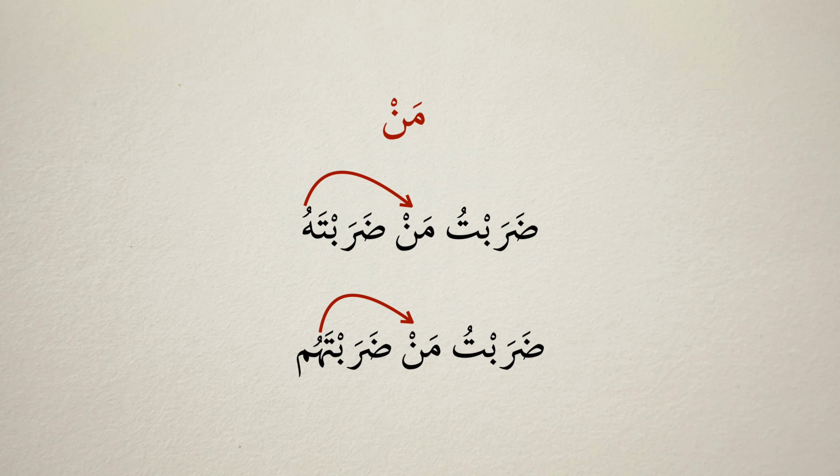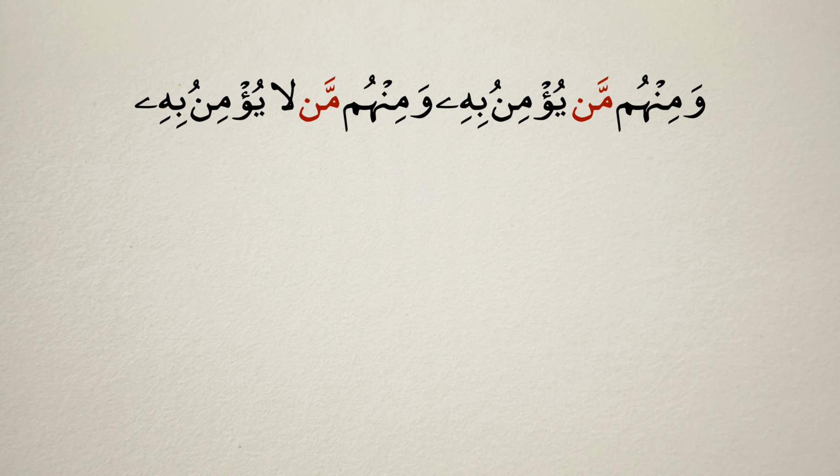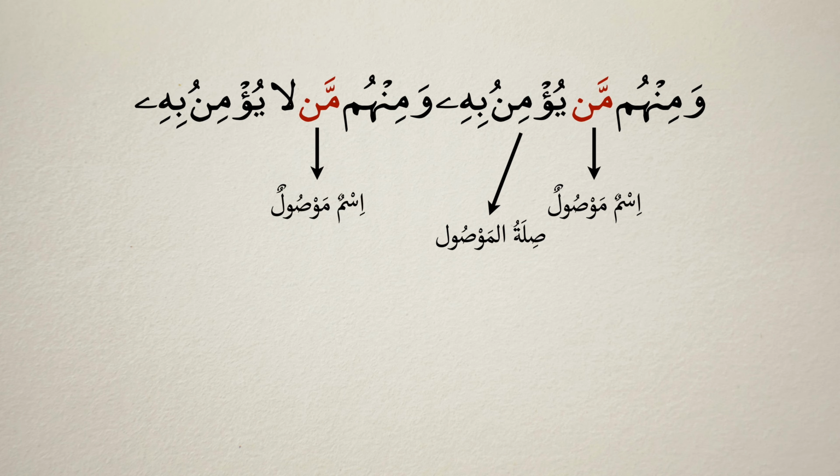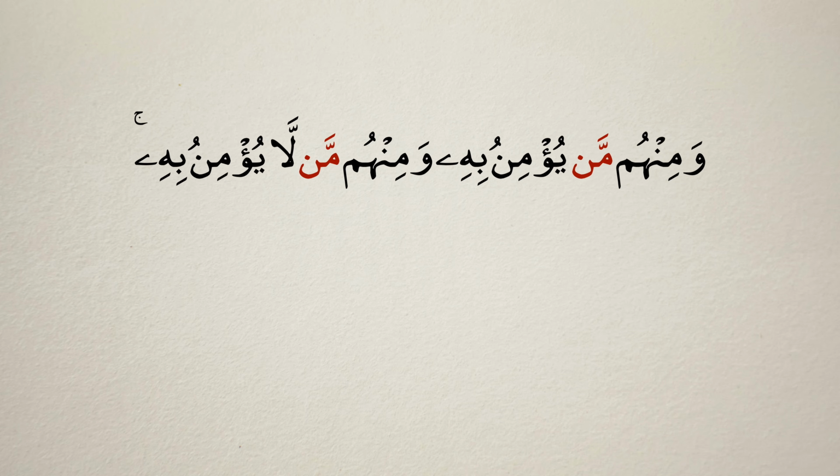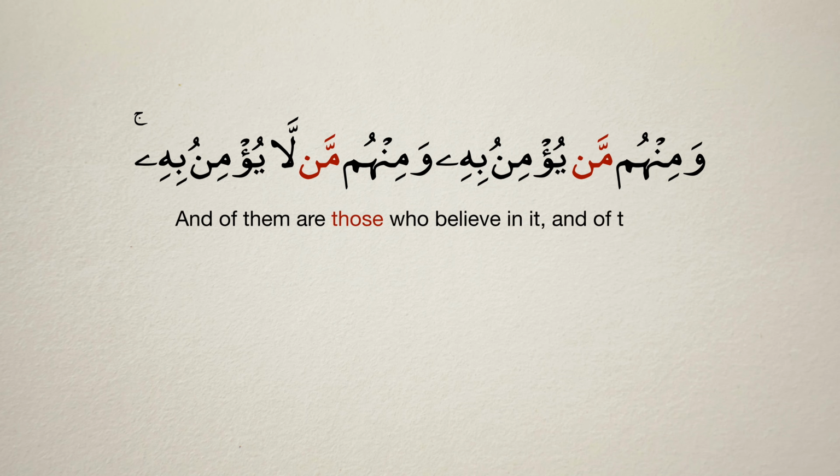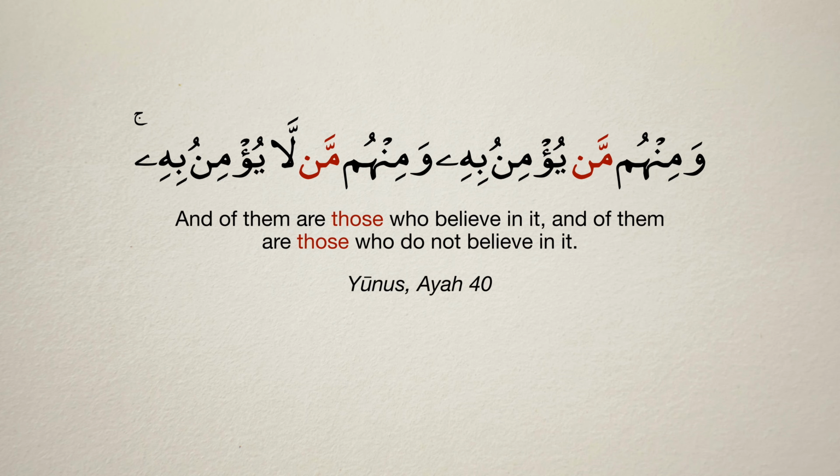Let's have a look at an example from the Quran. وَمِنْهُمْ مَنْ يُؤْمِنُ بِهِ وَمِنْهُمْ مَنْ لَا يُؤْمِنُ بِهِ. Man is ismul mawsul, yu'minu is silatul mawsul with a hidden pronoun, and again man is ismul mawsul and la yu'minu is silatul mawsul. The translation of this verse is, and of them are those who believe in it, and of them are those who do not believe in it.